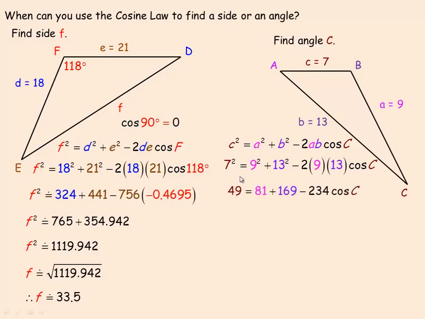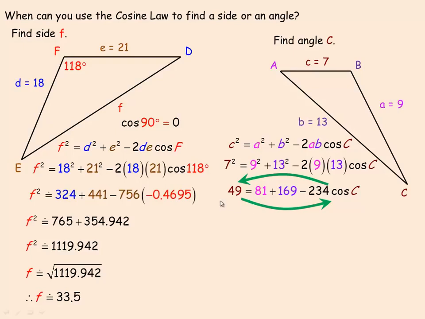So the next thing I would do is evaluate all these squares and products. 7 squared is 49, 9 squared is 81, and 13 squared is 169. Then I would multiply the 2, 9, and 13 to get 234 here. And now I'm trying to find C, so I would want to isolate the term that has the cos C in it. So I'm going to rearrange this way. I'm going to take that term to the left, or some people would say, add 234 cos C to both sides, and I'll bring the 49 to the right.